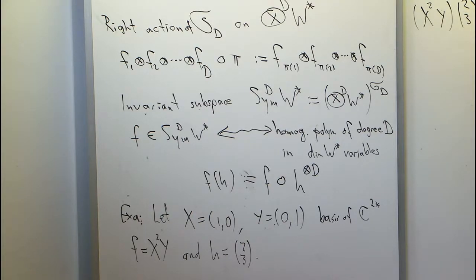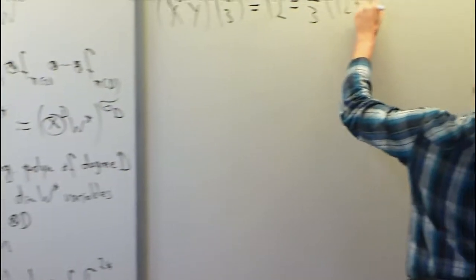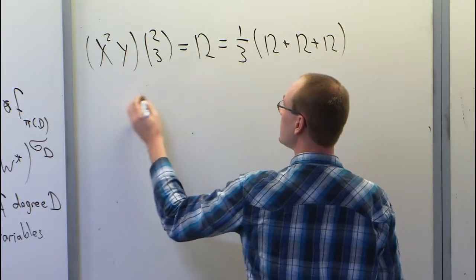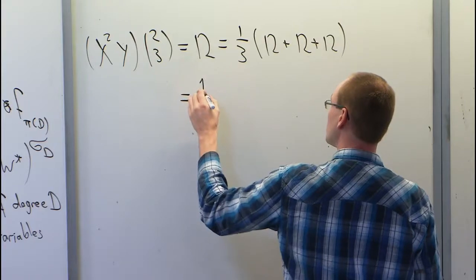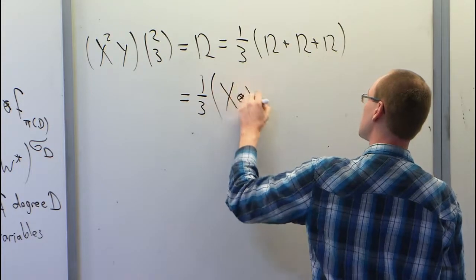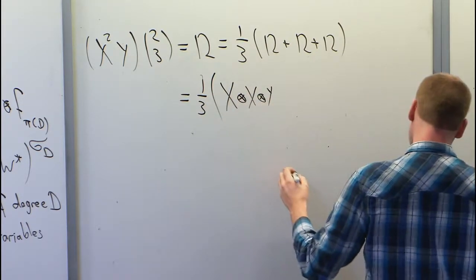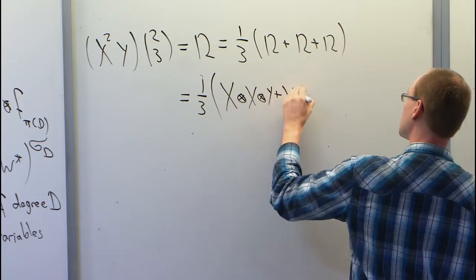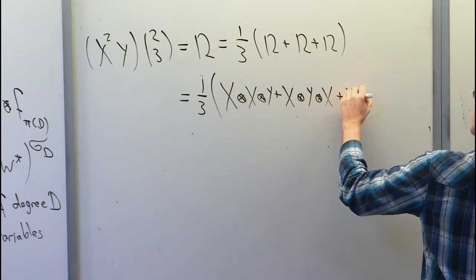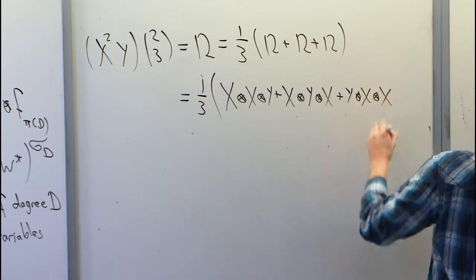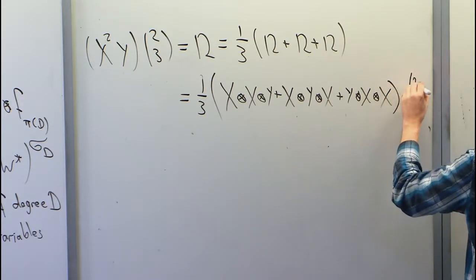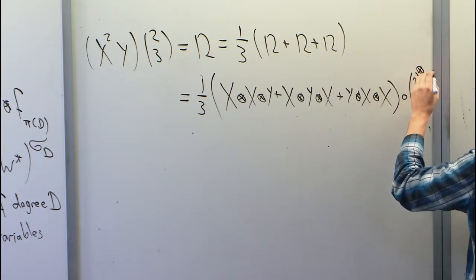The other interpretation as a symmetric tensor is the same thing. You can write it as 1/3 times (12 plus 12 plus 12). Why do I do this? Because I want to show you that this is actually the same thing. This tensor is x tensor x tensor y plus x tensor y tensor x plus y tensor x tensor x. That's the symmetric tensor x squared y, and we contract this with (2, 3) to the third power.